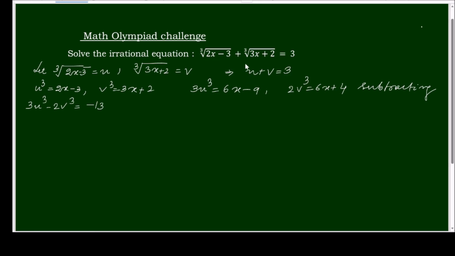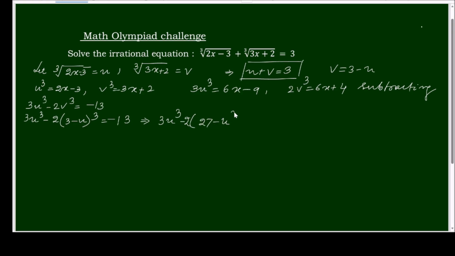u plus v is given to be 3, so v equals 3 minus u. Replacing here, I'll get 3u cube minus twice (3 minus u) whole cube equals negative 13. Expanding it, 3u cube minus twice (27 minus u cube minus 27u plus 9u square) is equal to minus 13.